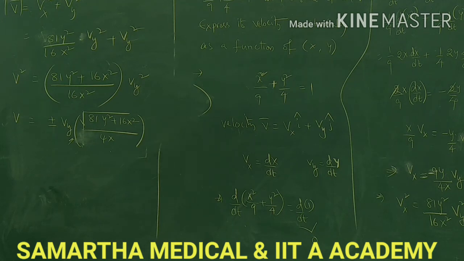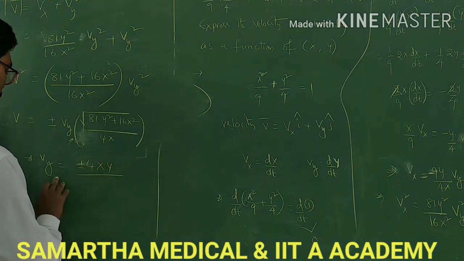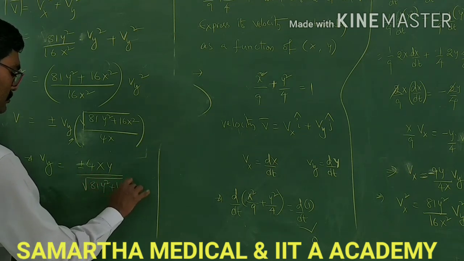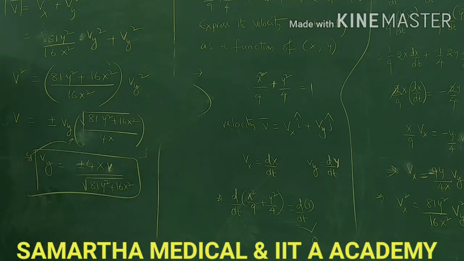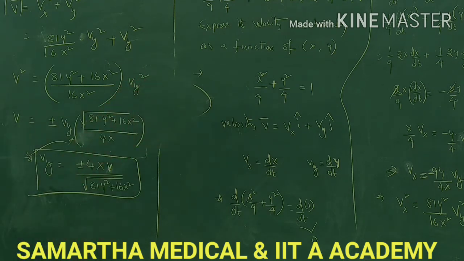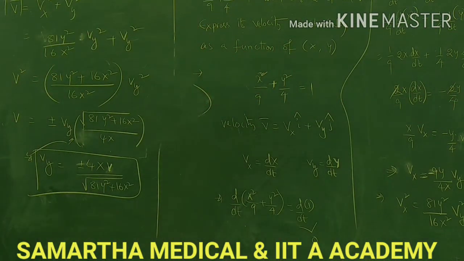So from this, what is vy? vy equals 4x v by root over 81y square plus 16x square. Sorry, that is 4xv by the root. That is vy. You can find vx too. Call this equation 1, and substitute the vy value so that you get vx also in terms of v.